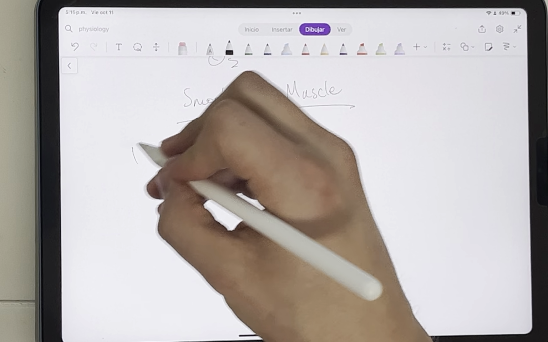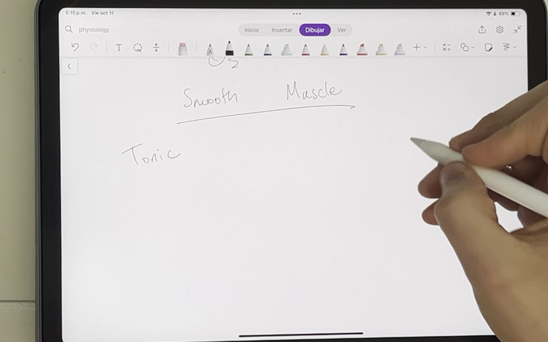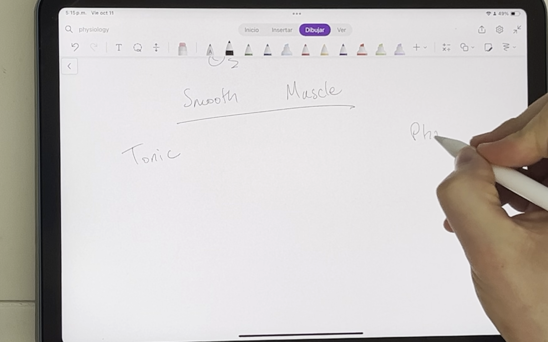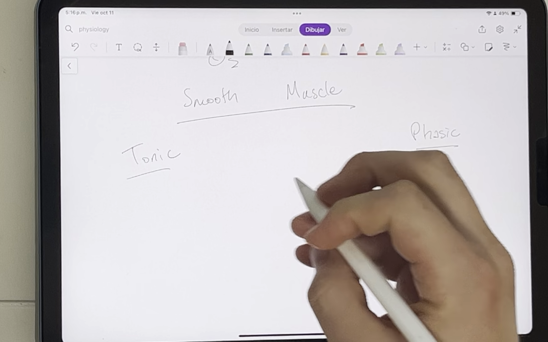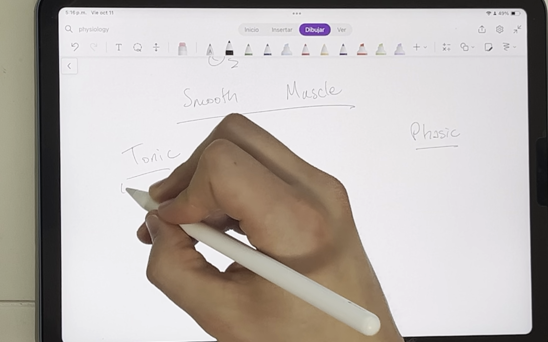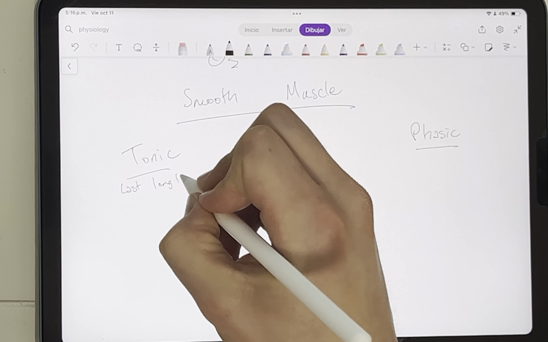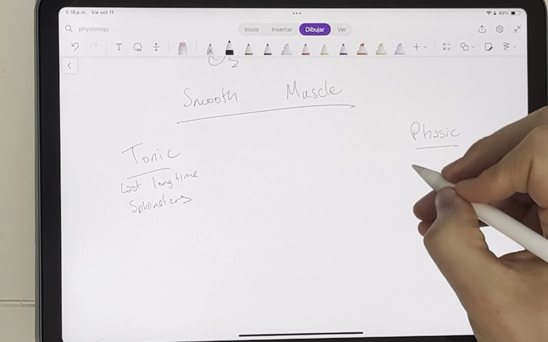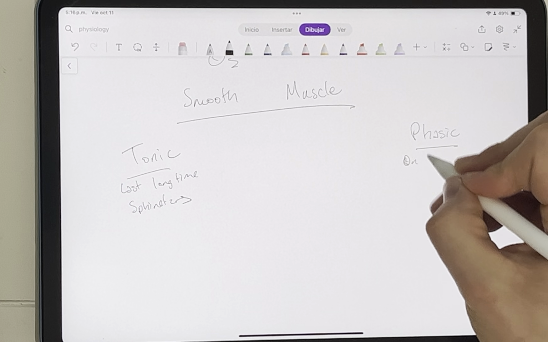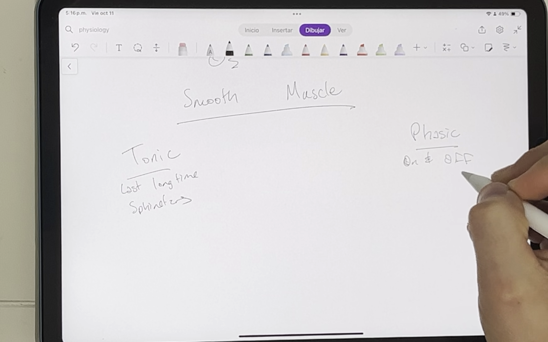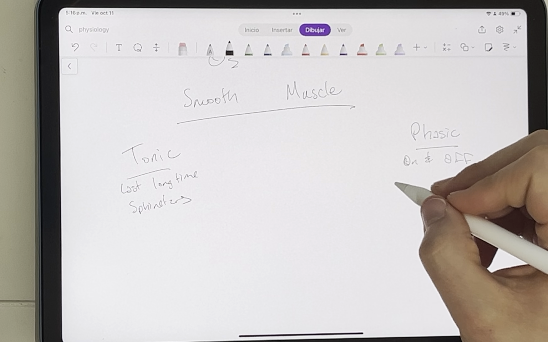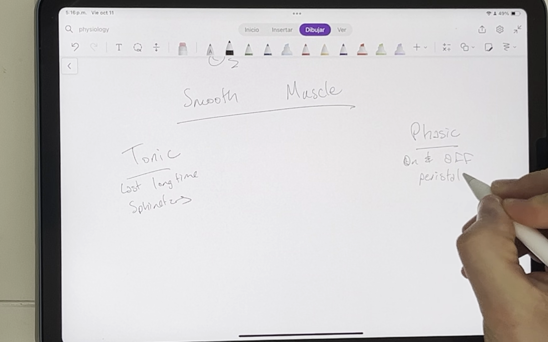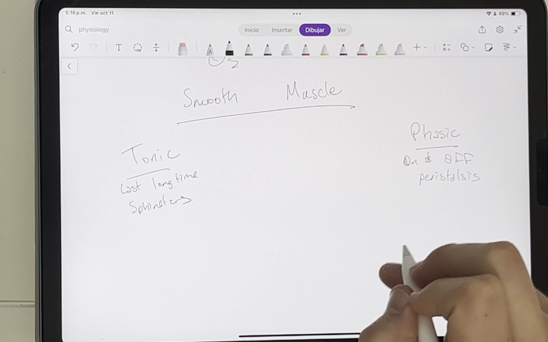So we have 2 types of smooth muscle. For our purposes, we'll talk about smooth tonic and phasic. These are 2 types. So tonic lasts for a long time. These are our sphincters. Phasic muscles go on and off, and it's pretty common for peristalsis, or the movement in our lower intestines. I'm not sure if that's how it's spelled, I'm going to be honest.